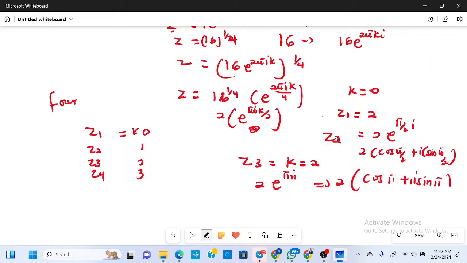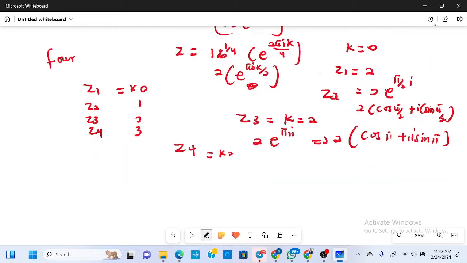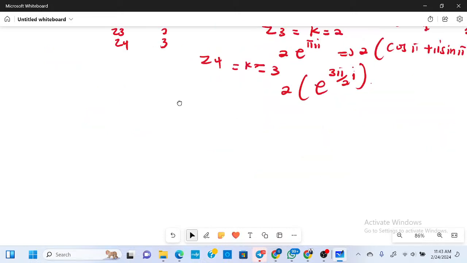That is the third. Then the final root is going to be when k is equal to 3. So when k is equal to 3, I'll have 2 open brackets e to the power 3 pi on 2 i, right? So this is the end for the ninth question, and we found all the four roots of the equation.